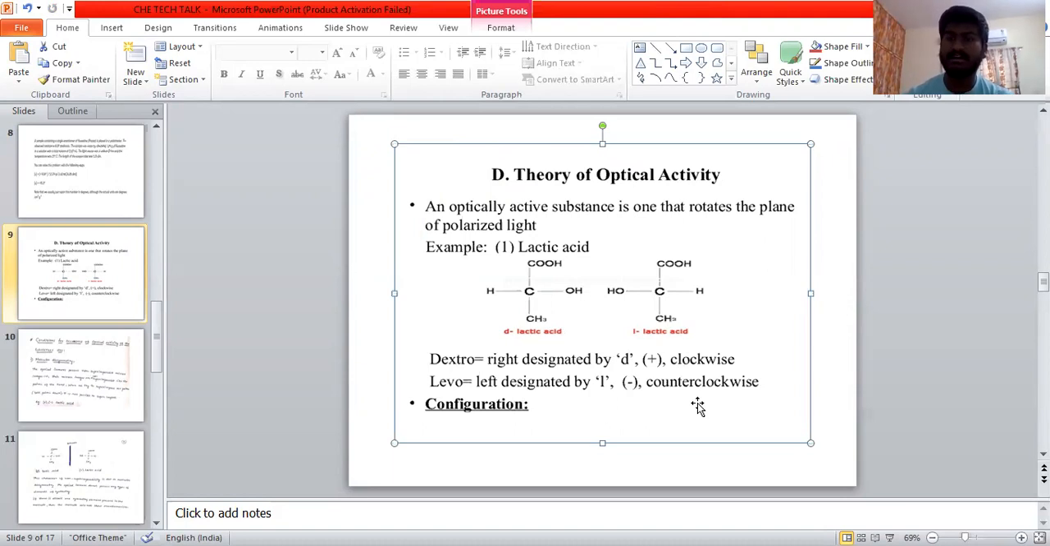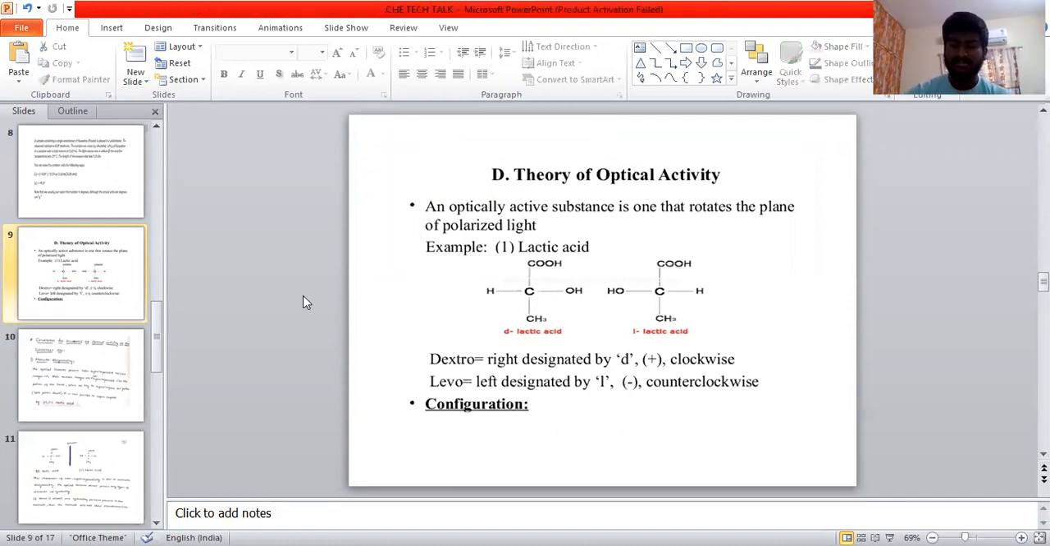We have seen the earlier question. In that question, the observed rotation was plus. What does that plus indicate? That it is a clockwise direction, which is nothing but dextro rotatory. If it is negative, it is a counterclockwise direction, and it is levo rotatory.